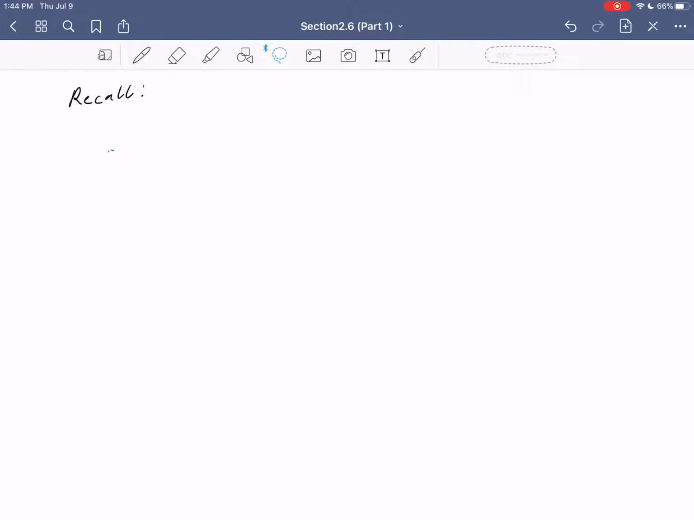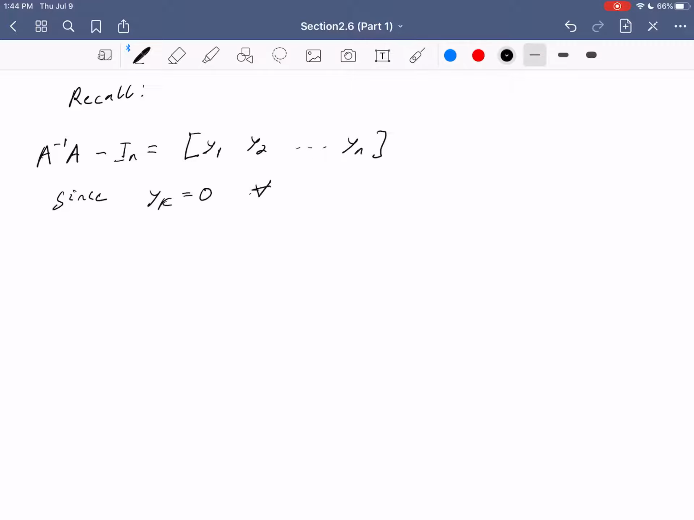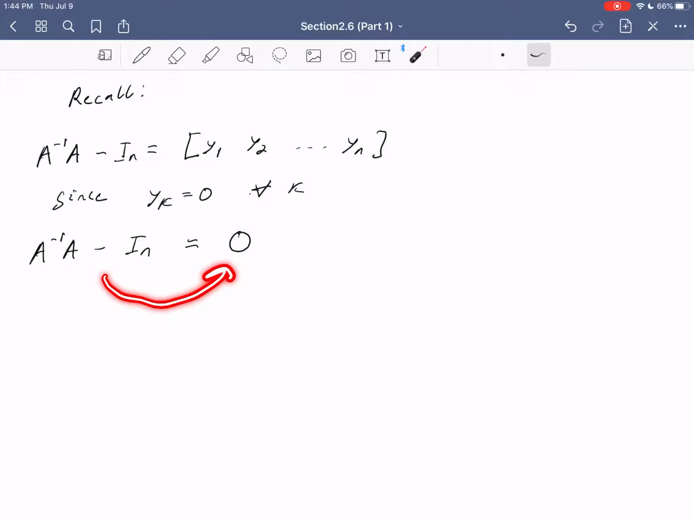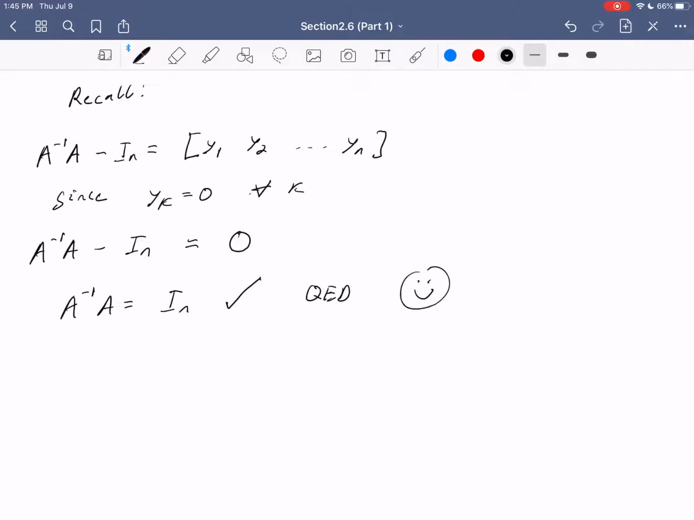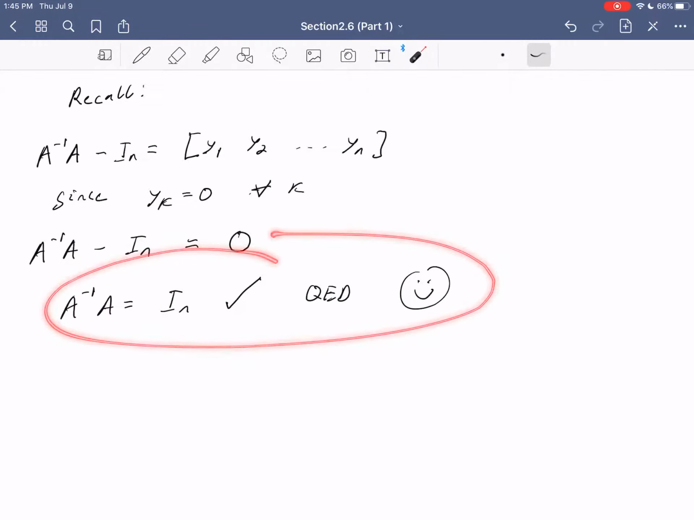Okay, so let's bring this over here. So we had this. Since y sub k equals 0 for all k, that means every one of these columns is actually 0. Then we get A inverse A minus I_n is actually equal to 0, meaning the 0 matrix. Now we've got one last step, bring that I_n over, and we get A inverse A equals I_n. And after all that, we give ourselves a check mark, a QED, a smiley face, whatever you like. That was quite a bit, but now we've shown it.